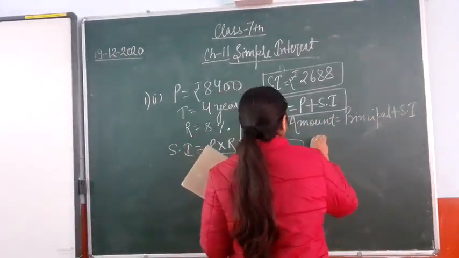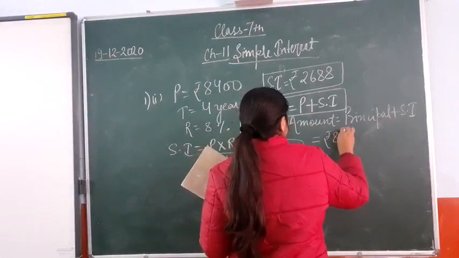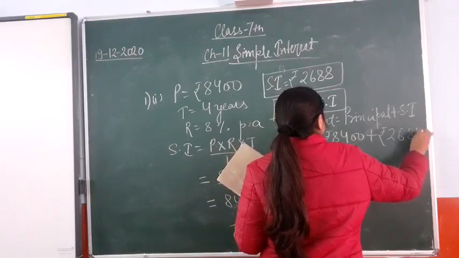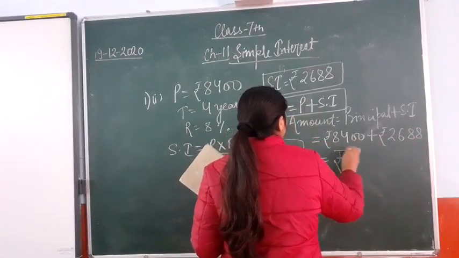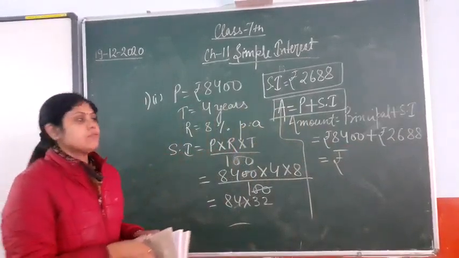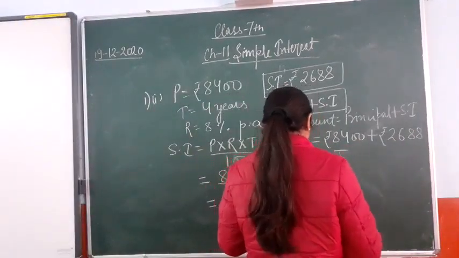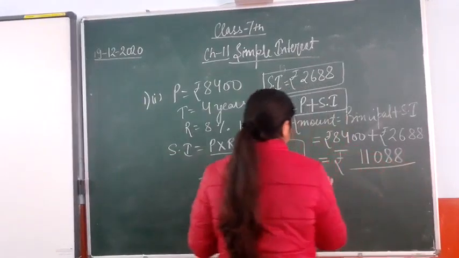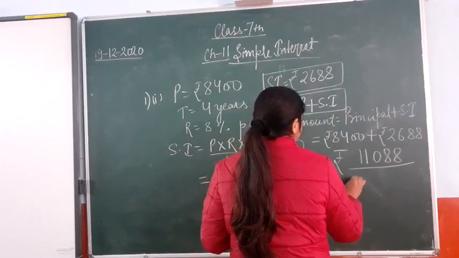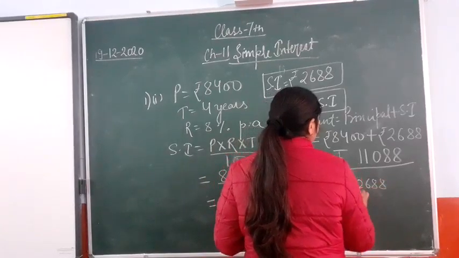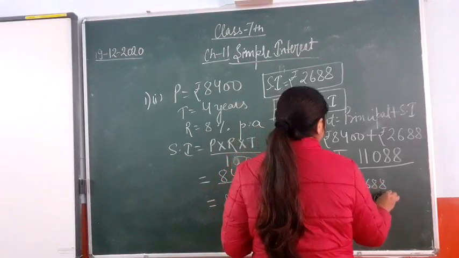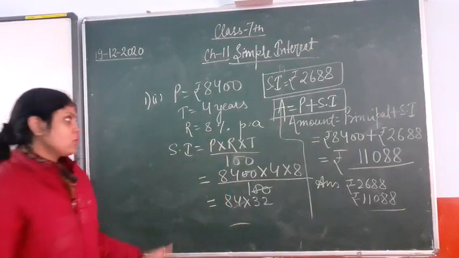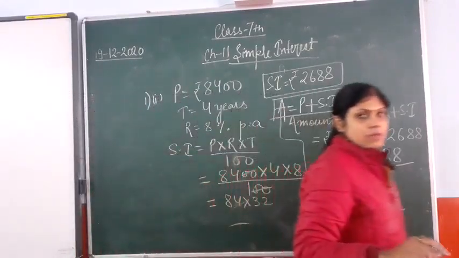So the principal amount is how much? Rupees 8400 plus rupees 2688. And when you add this, what will come? It will come as 11088. So the answers are rupees 2688 and rupees 11088. Fine. Similarly, you have to solve the questions. So please do it fast.